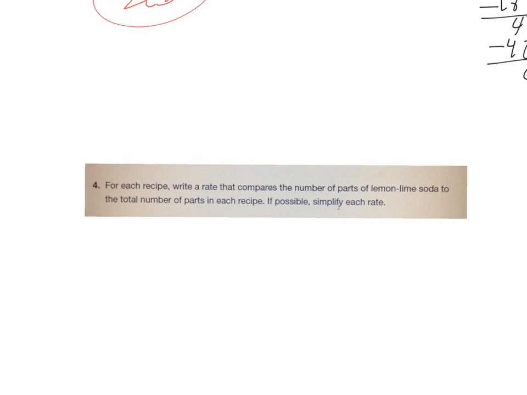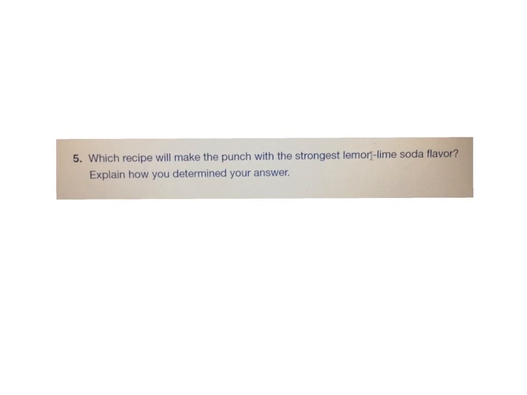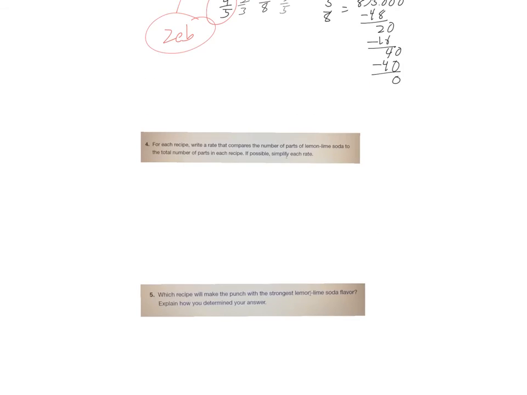It says, for each recipe, write a rate that compares the parts of lemon lime soda to the total number of parts in each recipe. If possible, simplify each rate. And then the next step says, write which recipe will make the strongest lemon lime flavor, explain and determine your answer. So the explanation is almost going to be identical to problem 3.